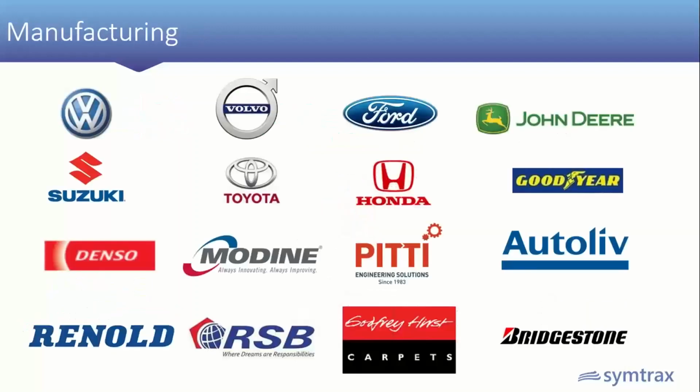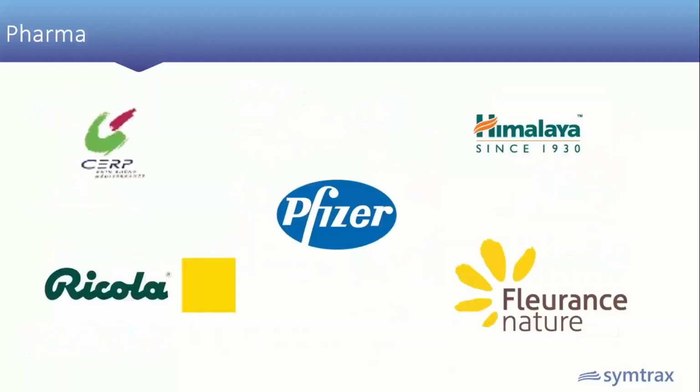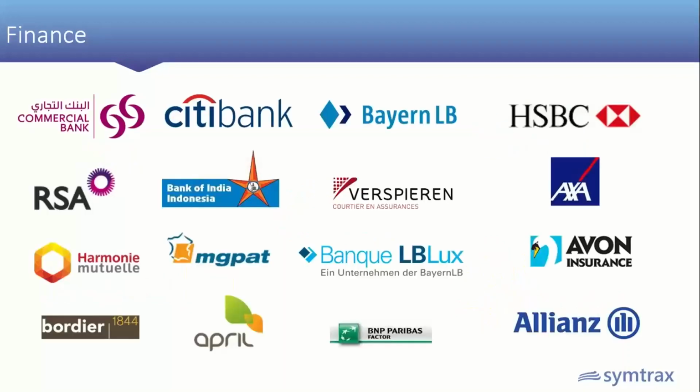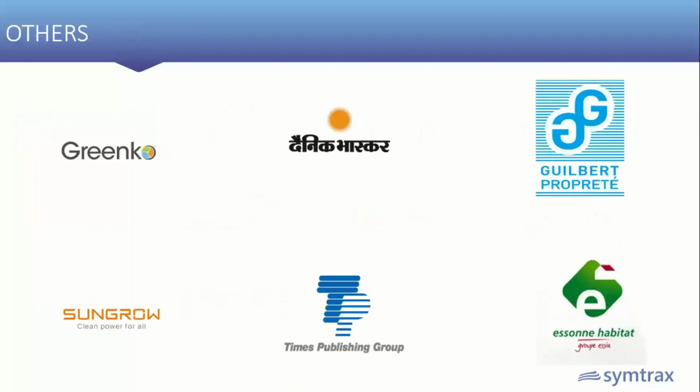Moving further, in general, we have customers from manufacturing industries like Volkswagen, Toyota, Honda, then Asian Paints, Tata Chemicals, Rallis, and many more. In pharma industry, we have customers like Himalaya, Pfizer, Ricola, etc. Moving further, these are some customers from finance industry like HSBC, Citibank, etc. Then FMCG and food industry, we have customers like Coca-Cola, Haribo, Bacardi, etc. And in other industries, we have customers like Greenco, Sungrow, Times Publishing Group from Singapore, and many more.